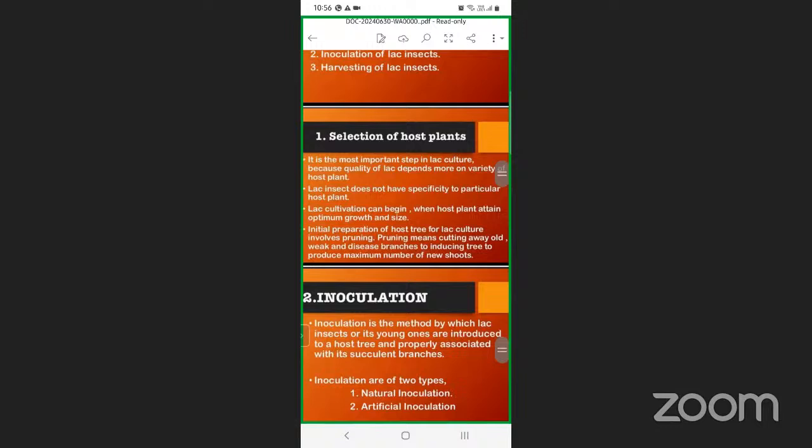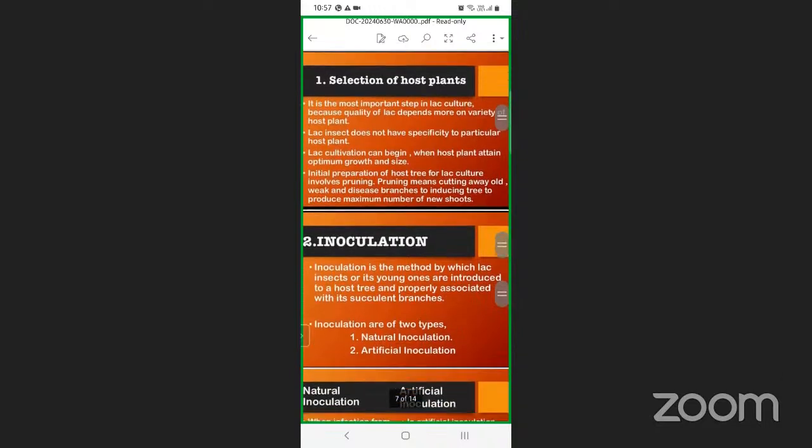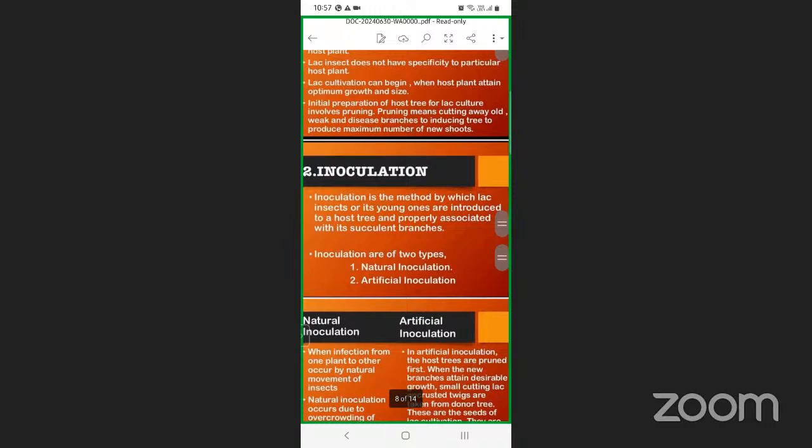So the initial preparation of the host tree for lac culture involves pruning. Pruning means cutting away the old, weak and diseased branches to induce the tree to produce the maximum number of new shoots. And inoculation is the method by which lac insects or their young ones are introduced to a host tree and properly associated with the succulent branches.